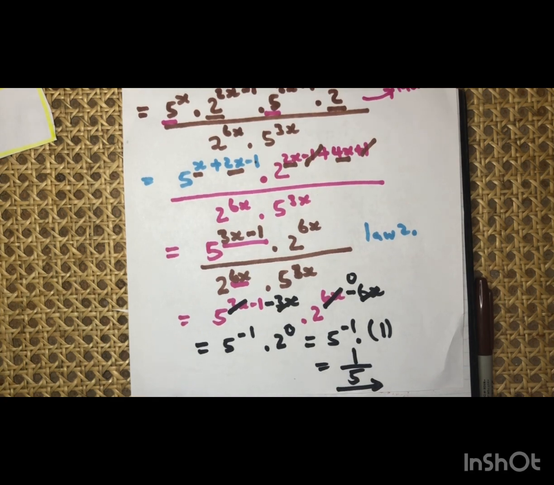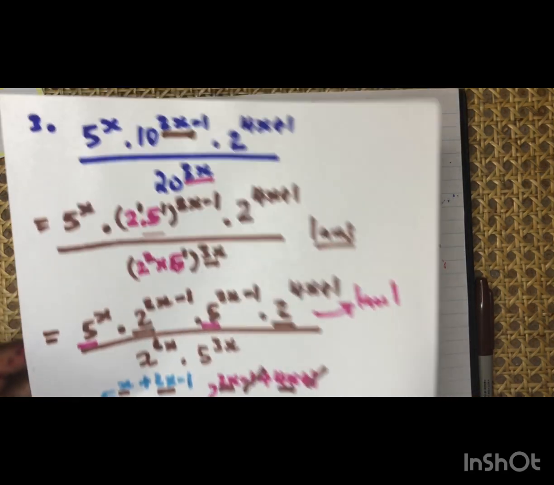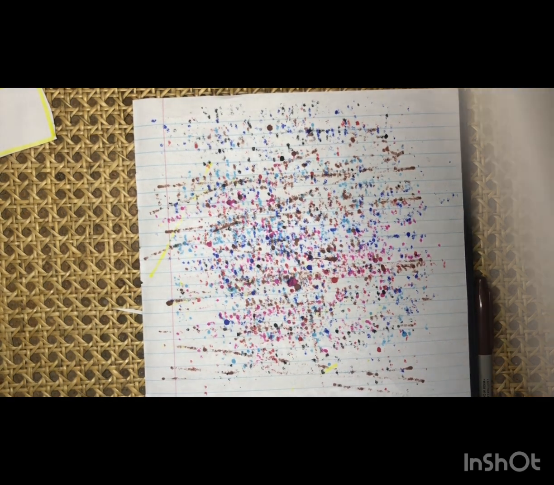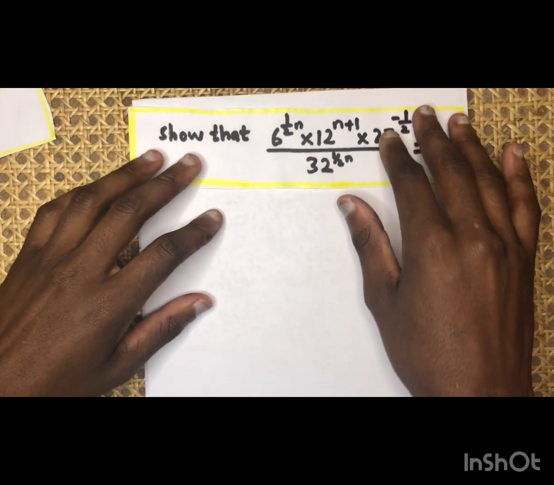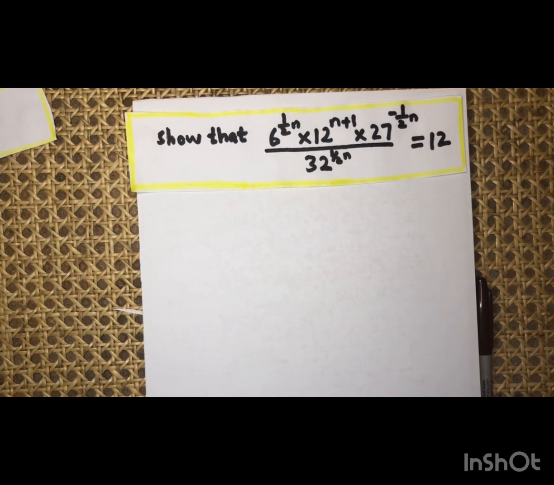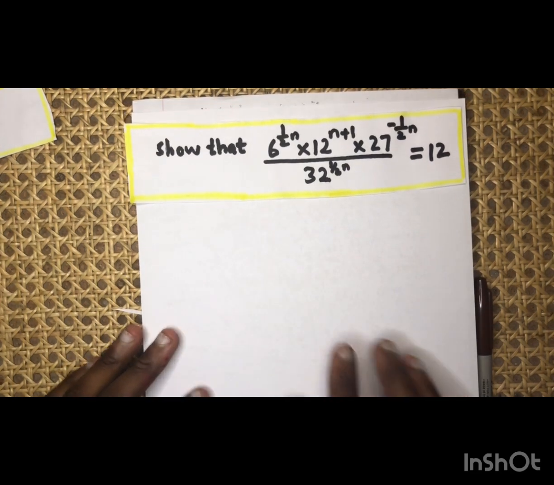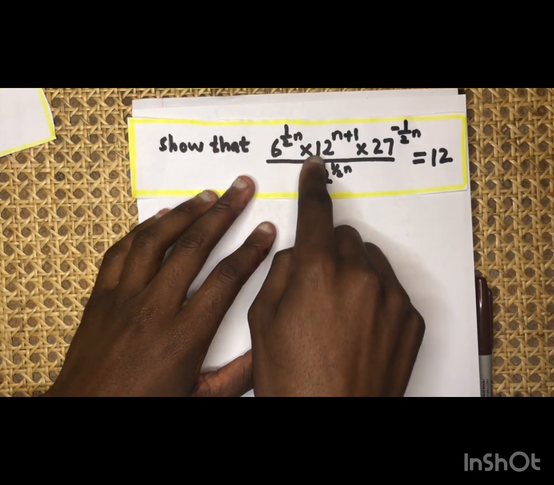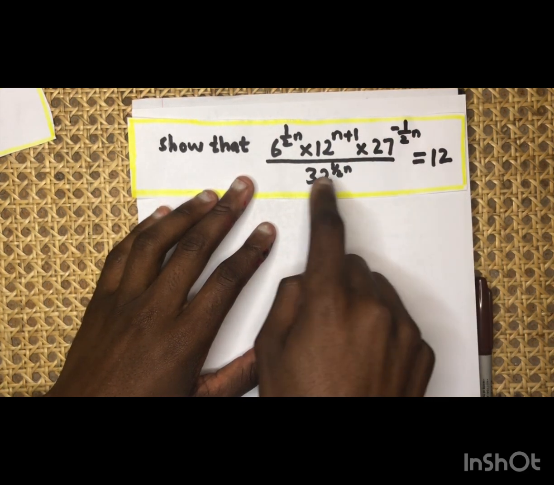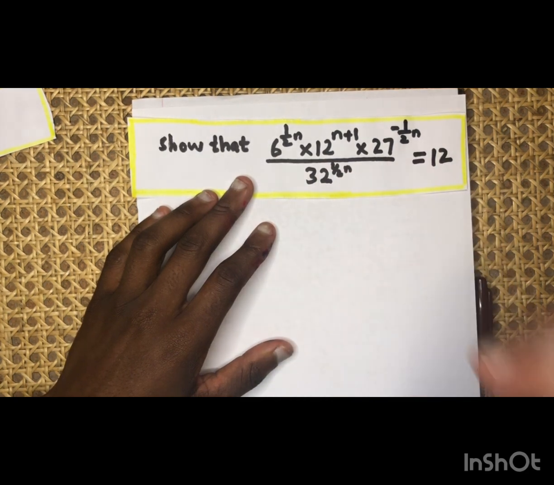Right. So let's move to the next question on simplification. So I have this question, guys. Remember, you can pause the video and try to attempt on your own. I hope that you are good. The question says, show that. So we are required now to prove that 6 to the power half n times 12 to the power n plus 1 times 27 to the power negative half n over 32 to the power half n is equal to 12.